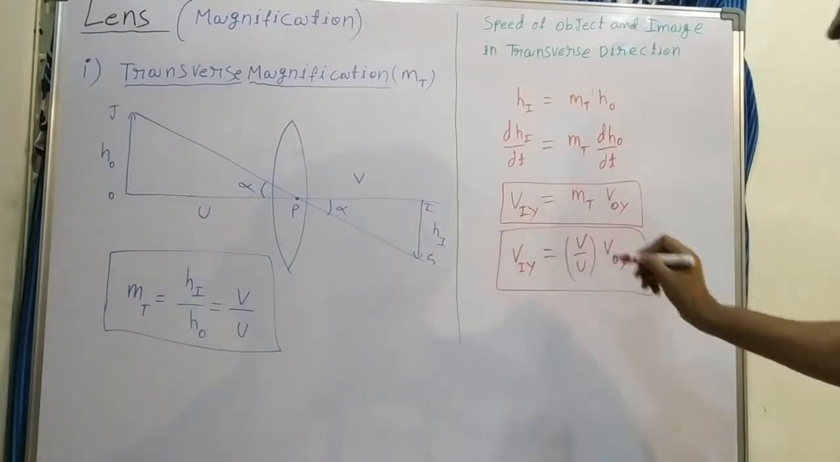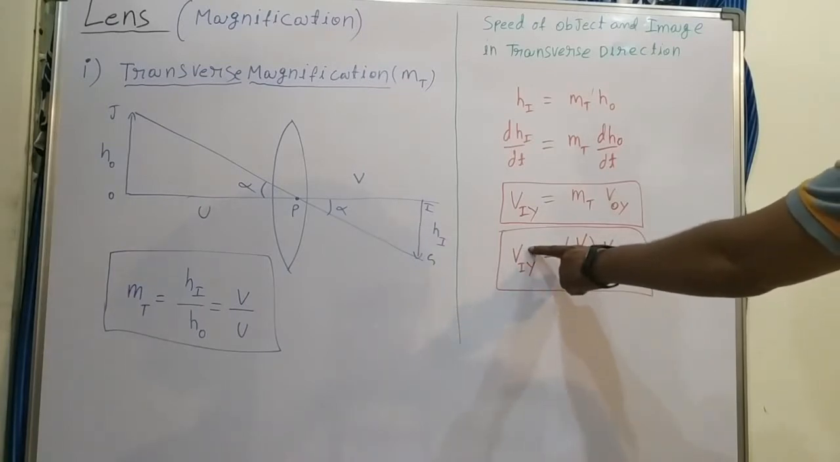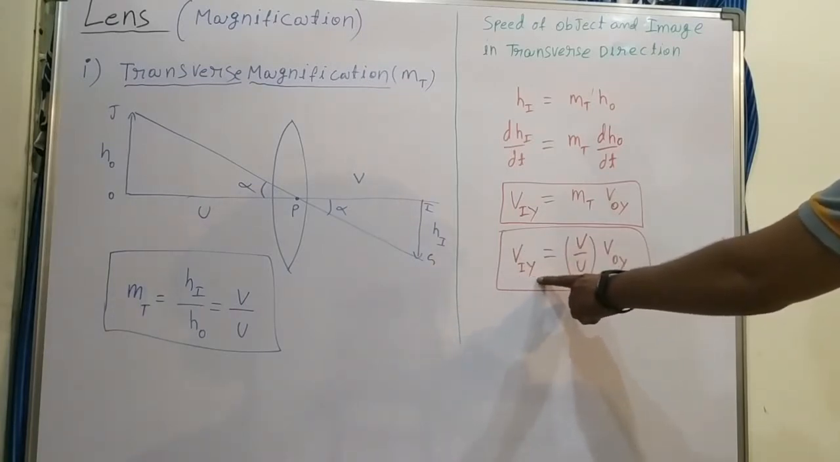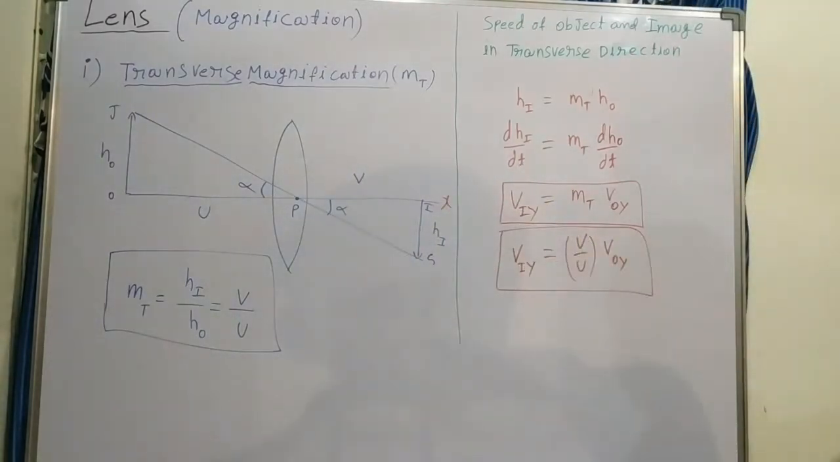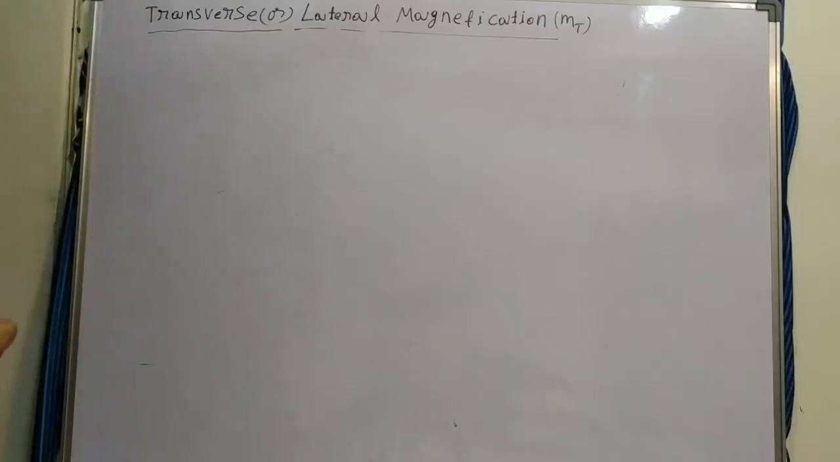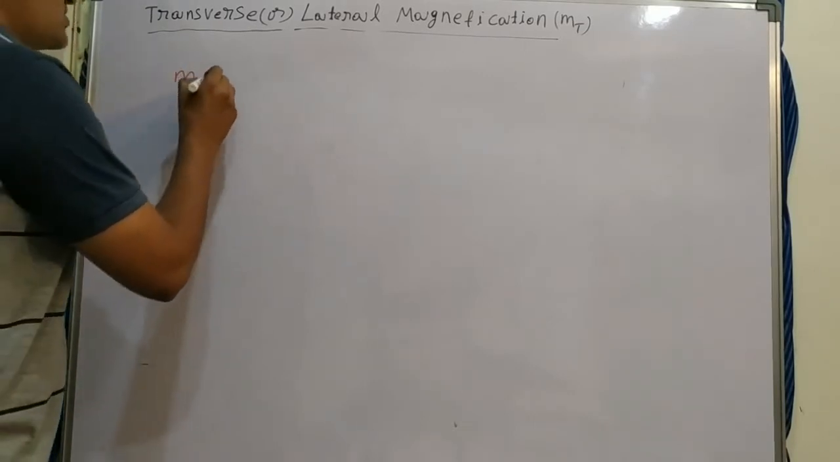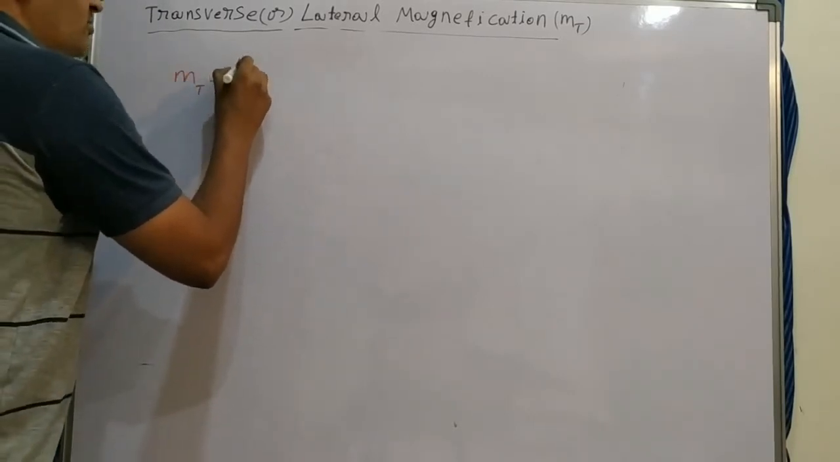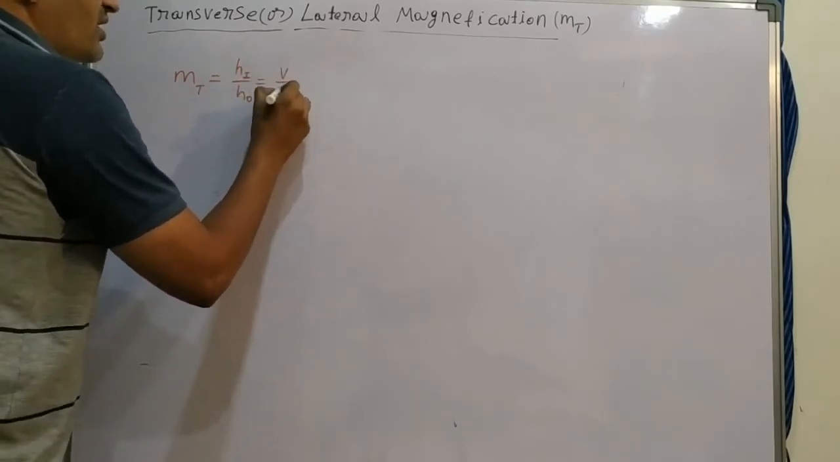Here what are v and u? Image distance and object distance. This is the velocity of the image perpendicular to principal axis. Principal axis is along the x-axis, so we take y direction perpendicular. This is the velocity of object in y direction. Transverse magnification, as already derived, is height of the image by height of the object, which is equal to v by u.